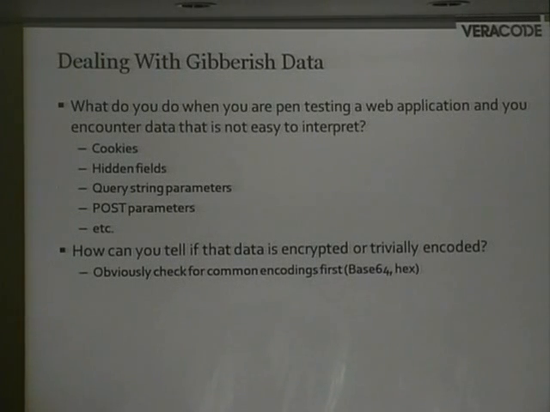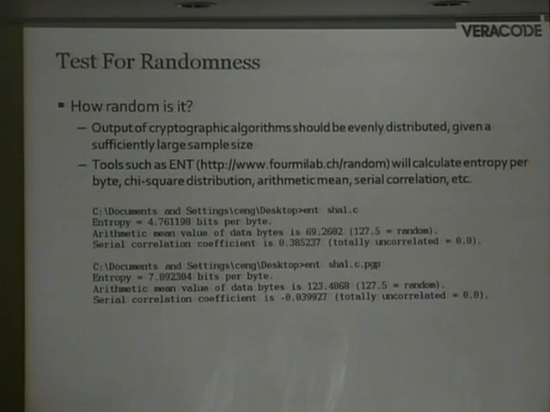So you check for the common things first. You base64 decode it. Does the gibberish turn into something that's immediately readable and you can see now your username or something that you recognize? Or does it just turn into more gibberish? One thing that's very effective is just to simply test for randomness. One characteristic of a good cryptographic algorithm is that the output should be evenly distributed.